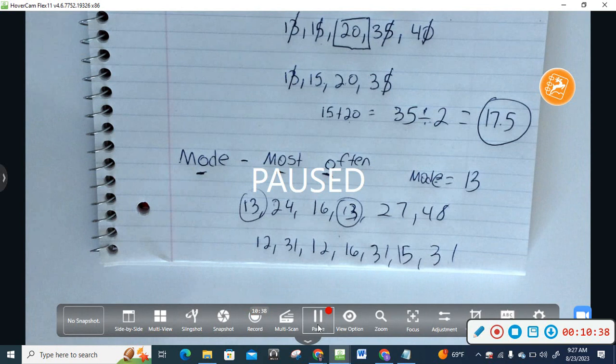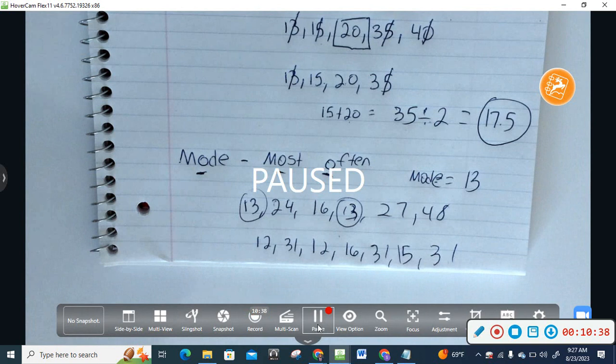What's the first number I see that repeats itself? 31. How many times do I see it? 3 times. 1, 2, 3. What's the other number that repeats itself? Twice. So which one repeats itself the most? 31. So sometimes they'll give you two numbers that repeat, but choose the one that repeats itself the most. So mode for this one equals 31. I'll probably write a little note on the side saying that.